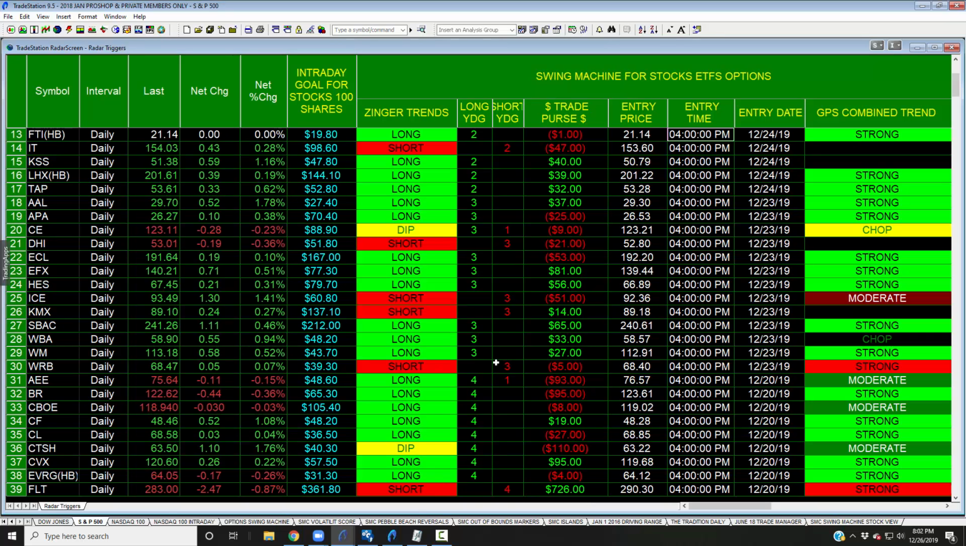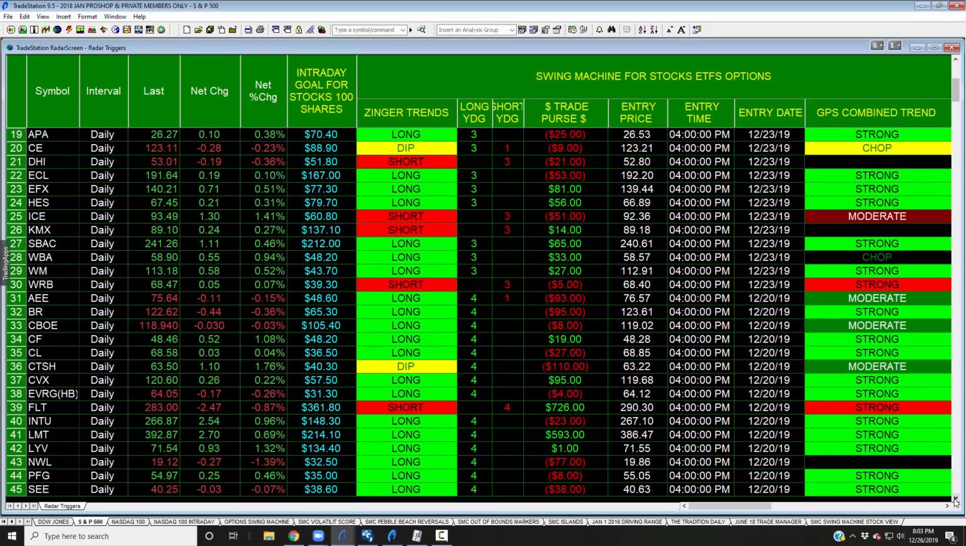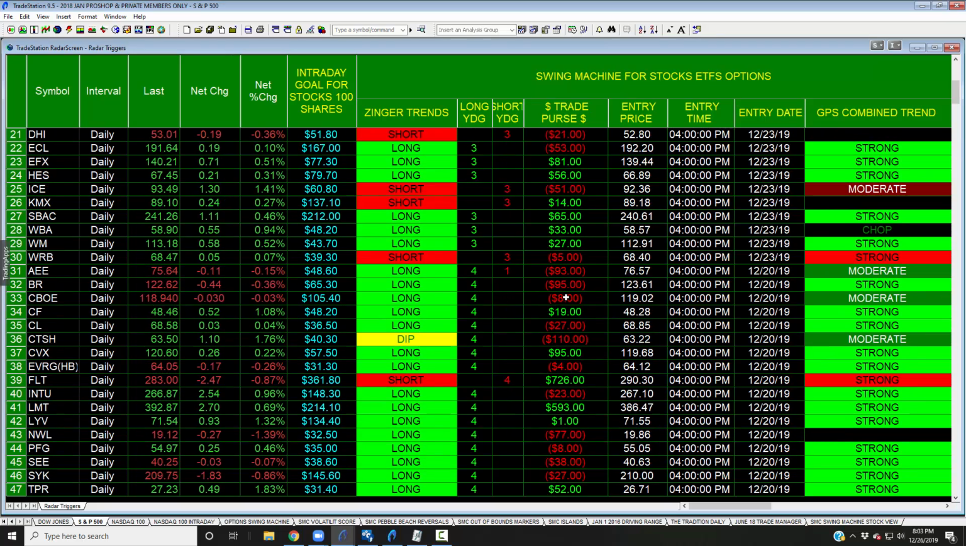So to give you a for instance, this one here short, DHI has been short for 3 days. It's underwater, $21. We shorted at this price, and that's currently where it is. We take this one here, CVX, it's been long for 4 days. It's up $95. This was the entry price, and this was the date.